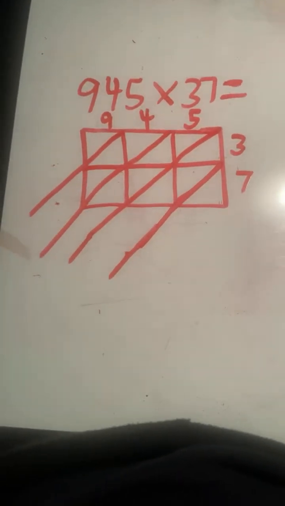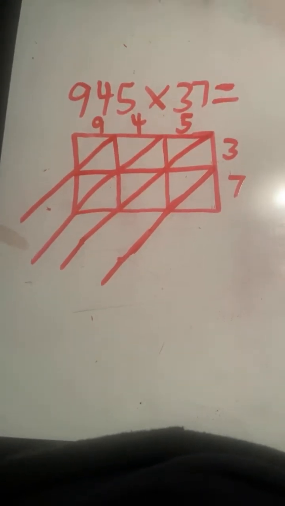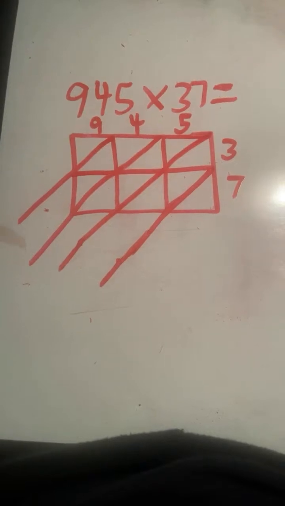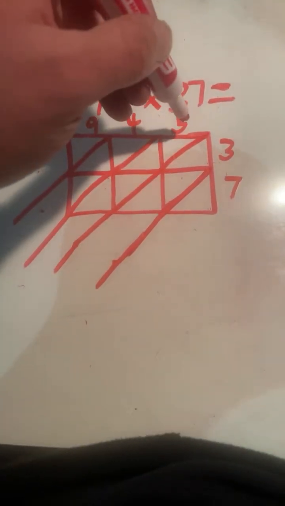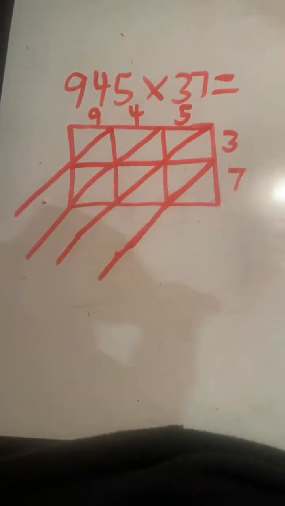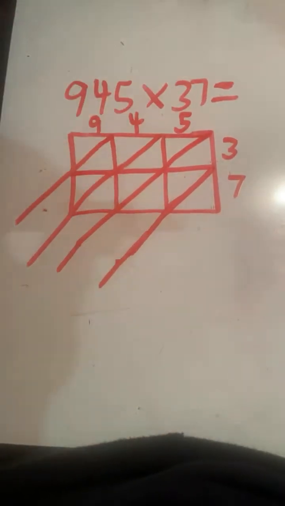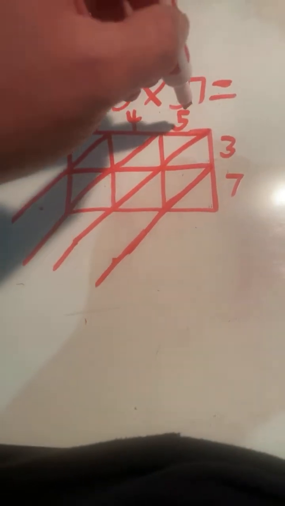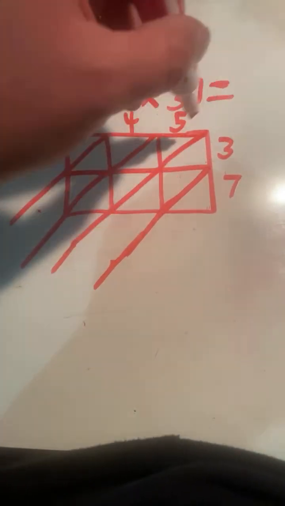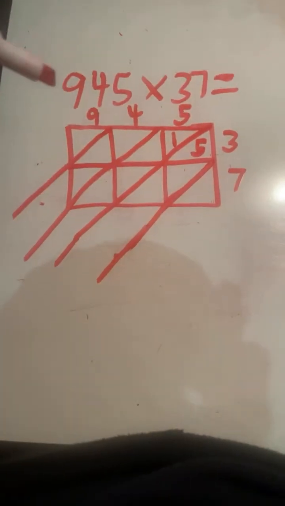Now we are ready to multiply. So starting in the far right hand corner, we're going to multiply 5 times 3. Our answer goes in the square, but each digit goes in a different triangle within the square. 5 times 3 equals 15. So we're going to put a 1 in the top triangle and a 5 in the bottom triangle.